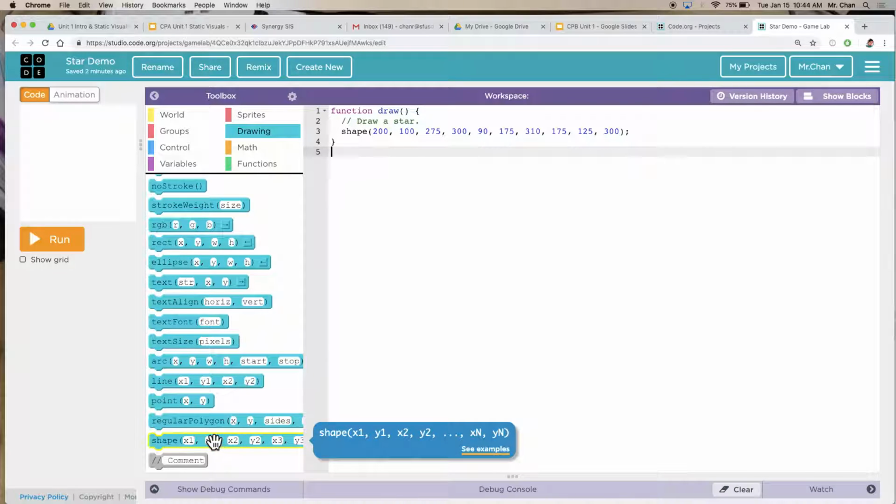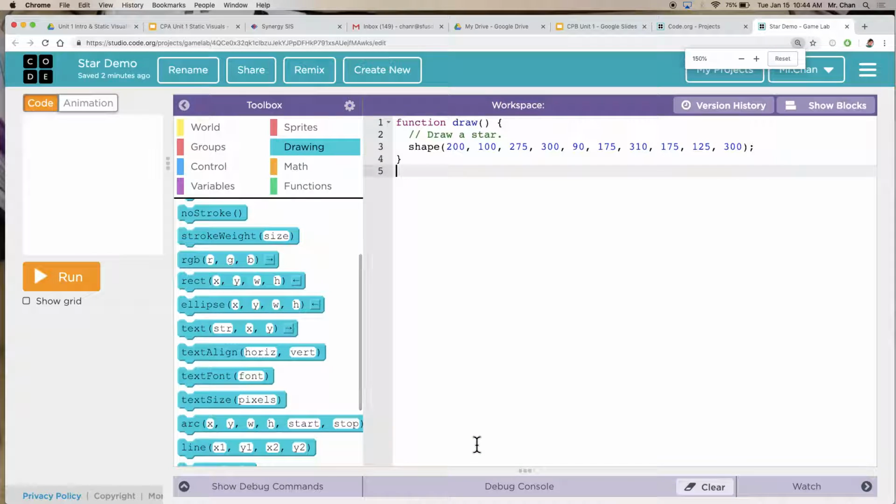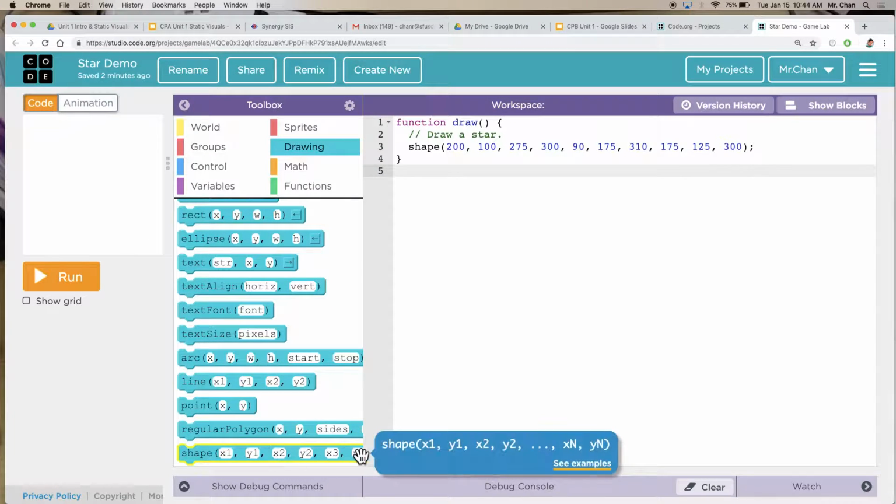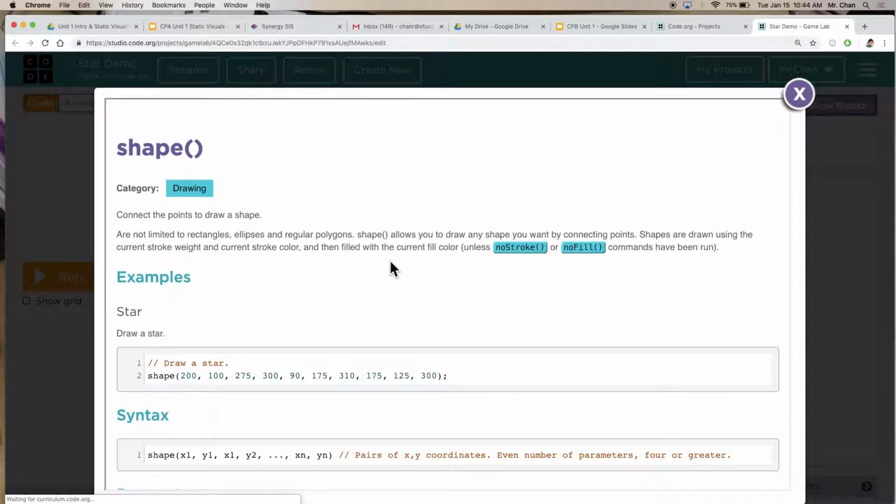Comes from the documentation. If you're ever stuck, hover over a block and we'll click and mouse over to the C examples. This is called the documentation, otherwise known as the manual.